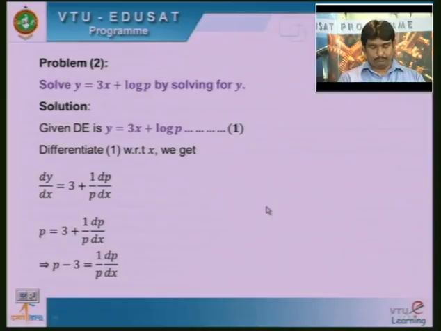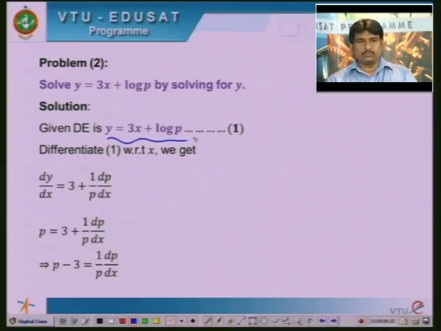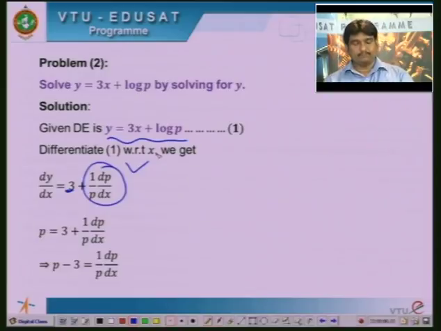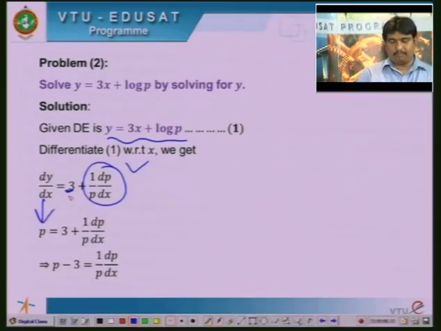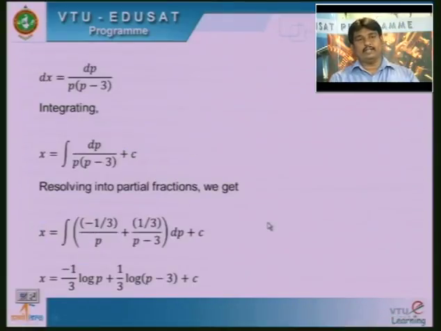Problem number 2. Solve y equals to 3x plus log p by solving for y. Given differential equation is y equals to 3x plus log p. Differentiate this with respect to x to get dy by dx equals to derivative of 3x, which is 3, plus derivative of log p, which is 1 by p into dp by dx. Write dy by dx as p equals to 3 plus 1 by p into dp by dx. Shift 3 to LHS to get p minus 3 equals to 1 by p into dp by dx.